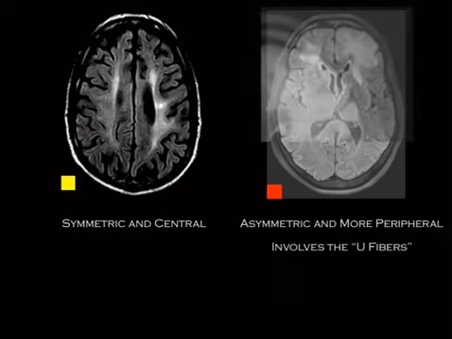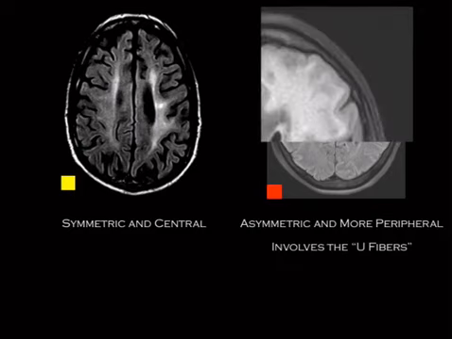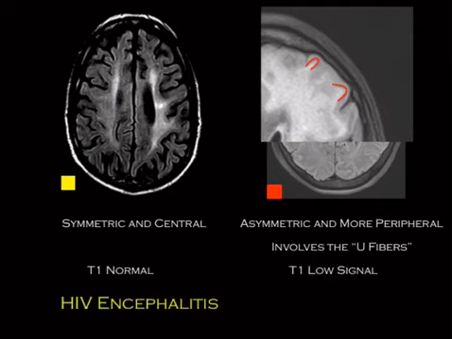What the hell is a U fiber? That's these most peripheral fibers here. Basically that's just saying that it goes all the way out to the edge. Now I'm not showing you T1, but I will tell you that the T1 is normal on this person and abnormal, with low signal, there. So this is HIV encephalitis versus JC virus or progressive multifocal leukoencephalopathy, or PML.